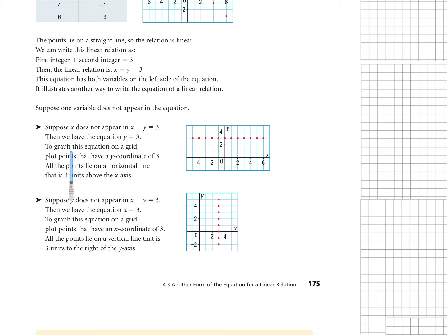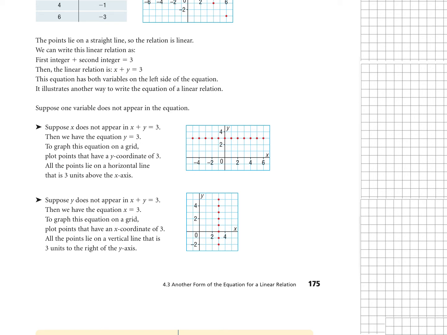To graph this equation on a grid, plot the points that have a y-coordinate of 3. All points lie on a horizontal line that is 3 units above the x-axis. So by removing x from the equation, we had y equals 3, which gives the value of a straight line going through here at point 3. But let's just think of it the other way.